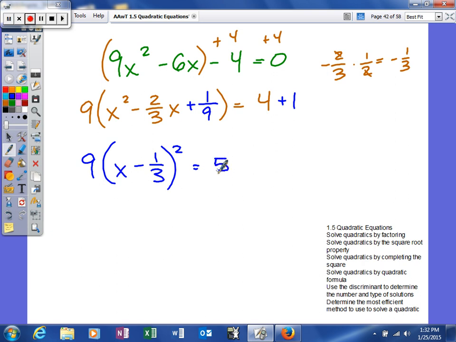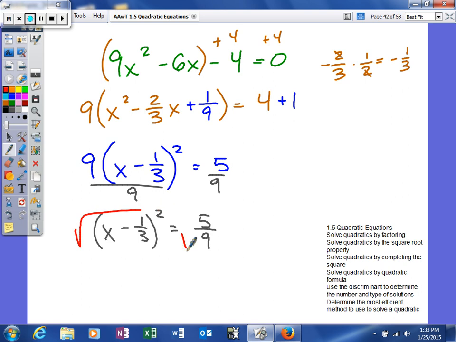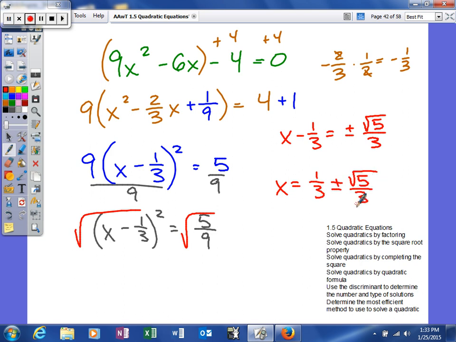And then lastly, I can solve for x. So I would go ahead and divide both sides by 9, and I'll get x -1/3 in parentheses squared is equal to 5/9. I'll go ahead and take the square root of each side, remembering it's going to be plus or minus. So I'll say x -1/3 is equal to plus or minus the square root of 5 over the square root of 9, which is 3. So we'll get x is equal to 1/3 plus or minus square root of 5 over 3.